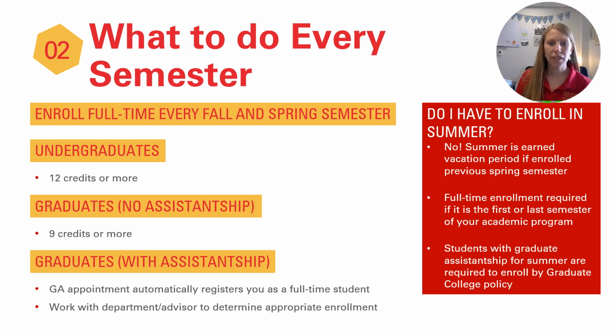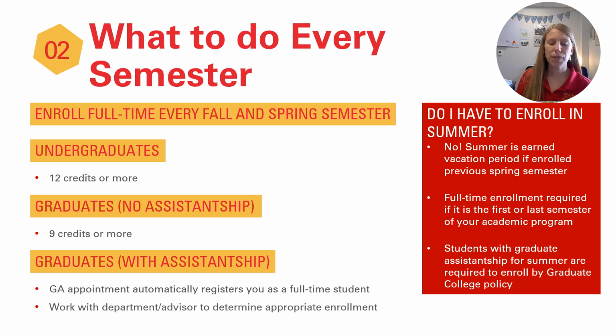When it comes to enrollment requirements for the summer semester, for continuing students, that is, students who were enrolled in the preceding spring semester, this is considered a vacation period, and enrollment is optional. However, if summer is the first term of your academic program, then full-time enrollment is required. Similarly, if summer is the final term of your academic program, then full-time enrollment is also required.